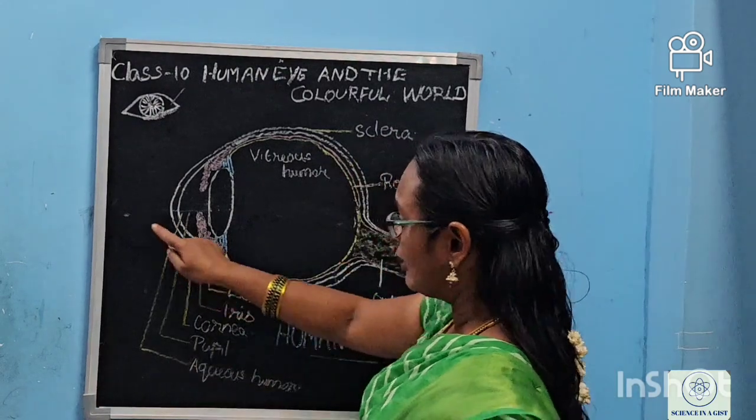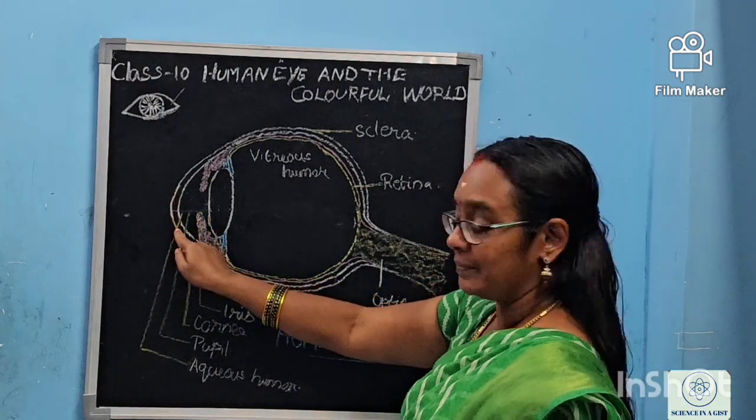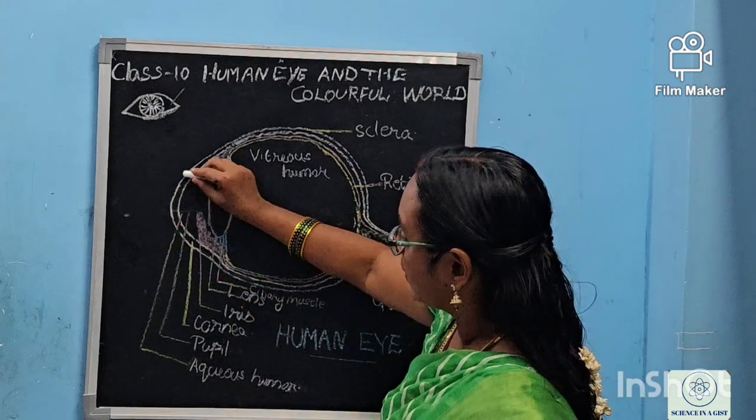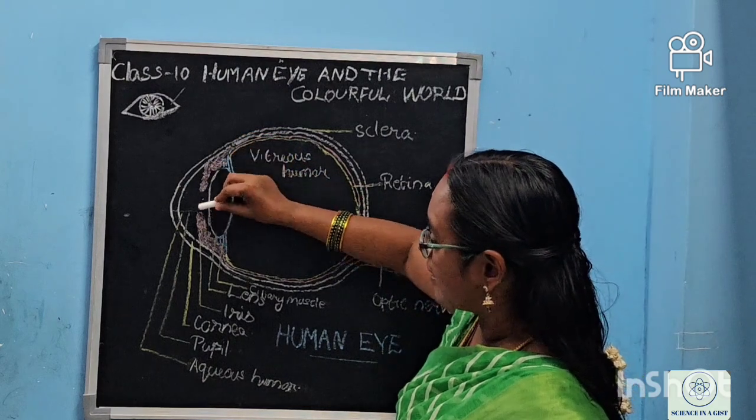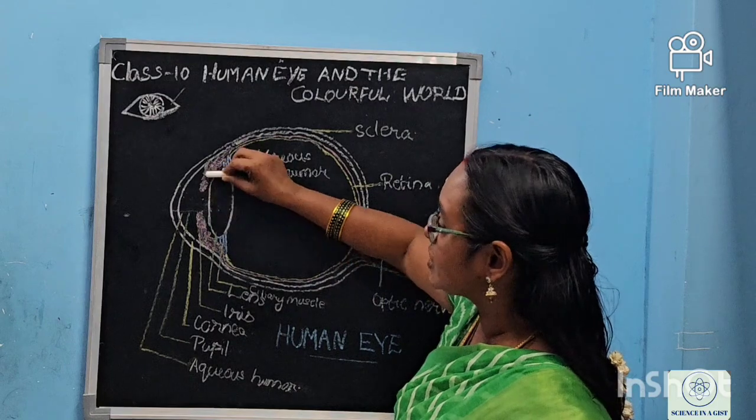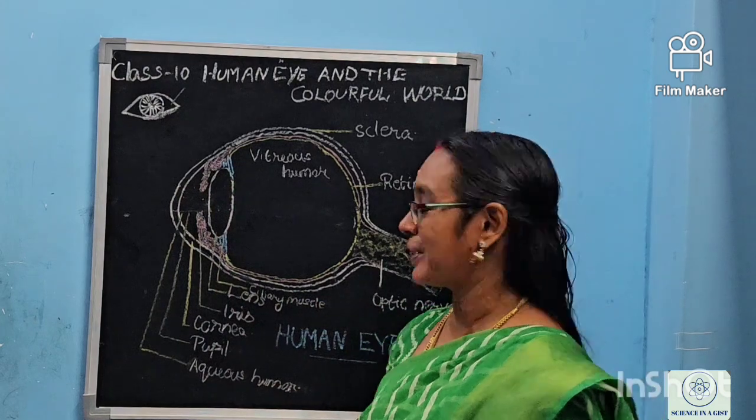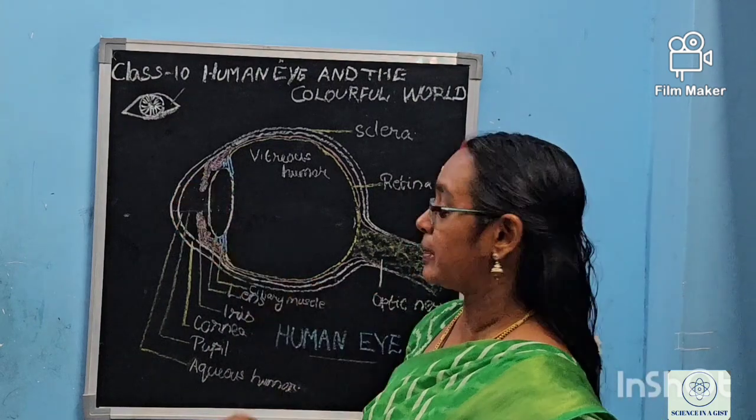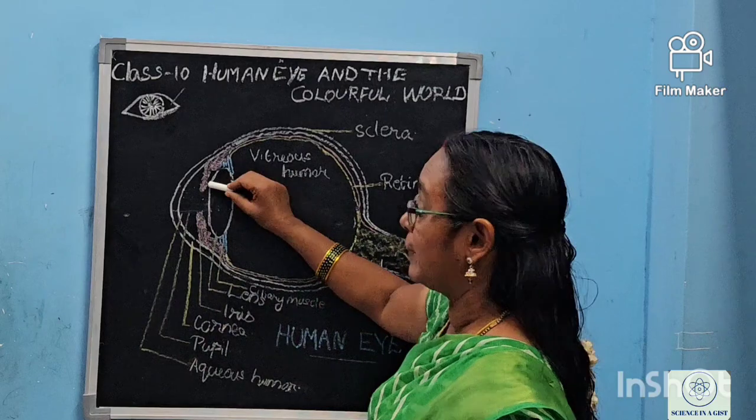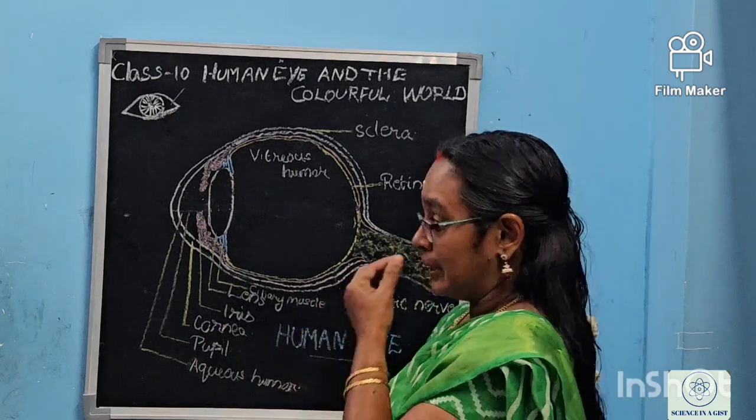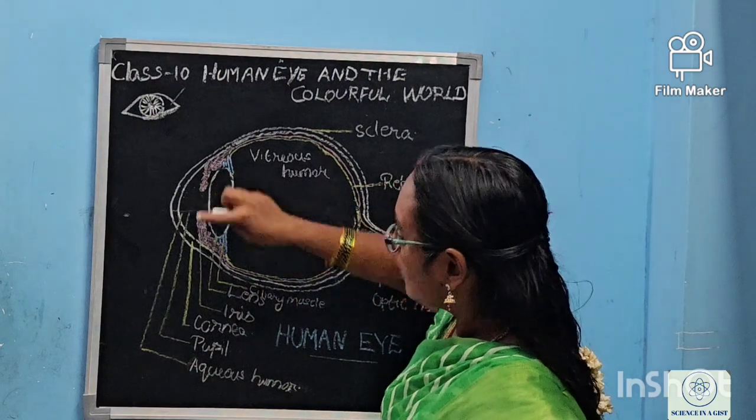When we are seeing the diagram of the eye, this is called the cornea, this outer covering. When we enter, there are 2 parts. This is called the iris. This iris is colorful for people. Some people have grey color, some have black color, some have blue color. Like that, the iris color changes for people. Then, there is something here.